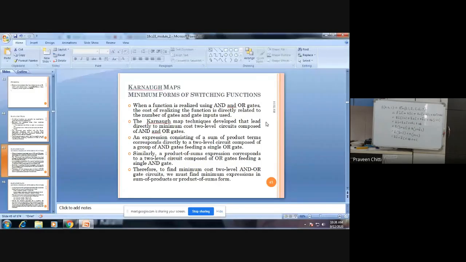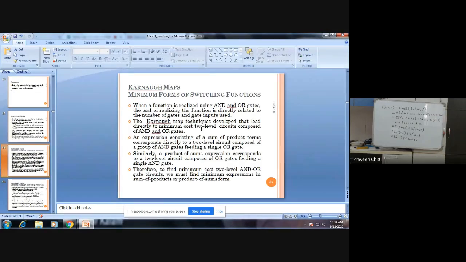And we know that when a function is realized using AND and OR gates, the cost of realizing the function is directly dependent on the number of gates used and the number of gate inputs used. So by using the K-map method, we can minimize the cost of implementation. Now, what do you mean by cost of implementation? Here the cost is in terms of the number of gates and the number of gate inputs.